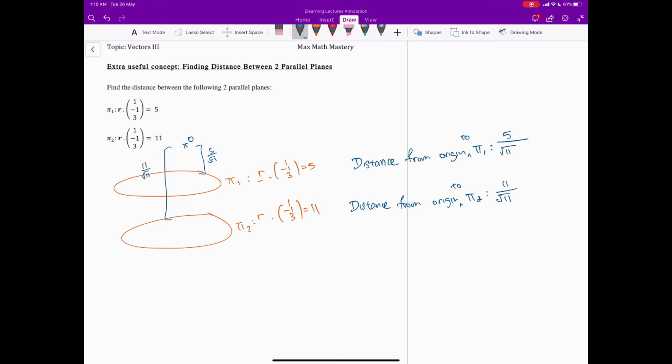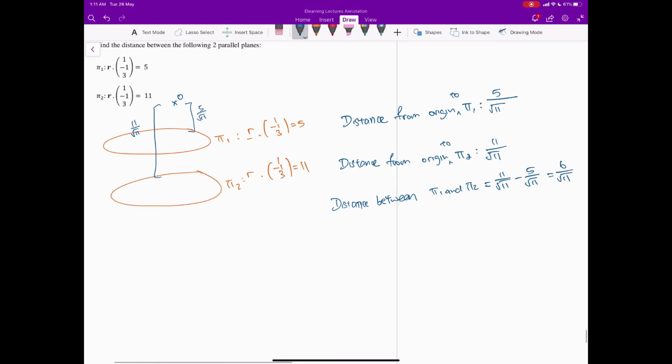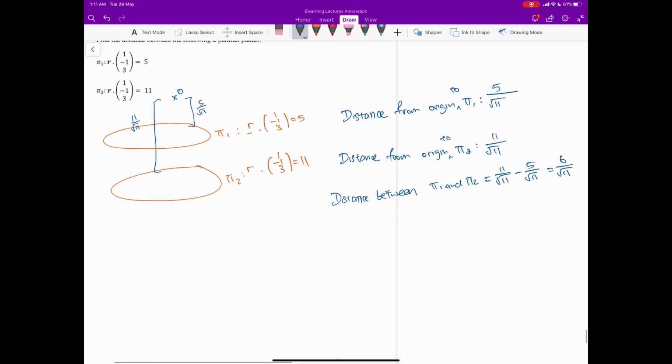So to find the distance between plane 1 and plane 2, essentially the distance between plane 1 and plane 2 will then be the furthest away one, which is 11 over root 11, minus away 5 over root 11, to give me 6 over root 11. Okay, now take note. What I'm going to learn essentially is that to find the distance between two parallel planes is actually this formula over here. Distance between two parallel planes.